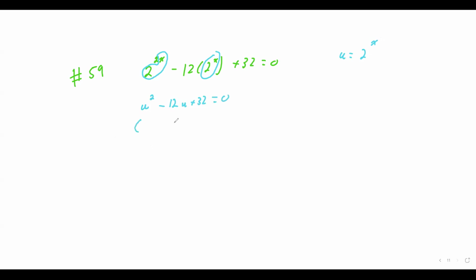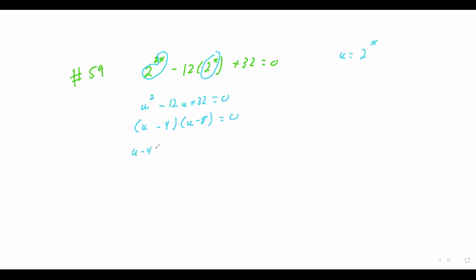So again, this trinomial will factor into two binomials. So my first term will be a u. What multiplies to 32 and adds up to negative 12? I'm thinking a 4 and an 8, and then if they're both negative, that would be positive 32 and add up to negative 12.